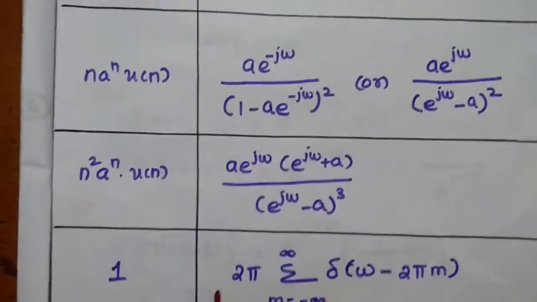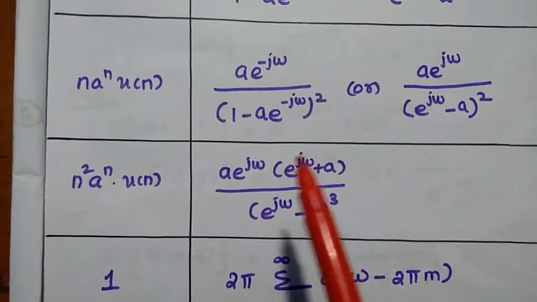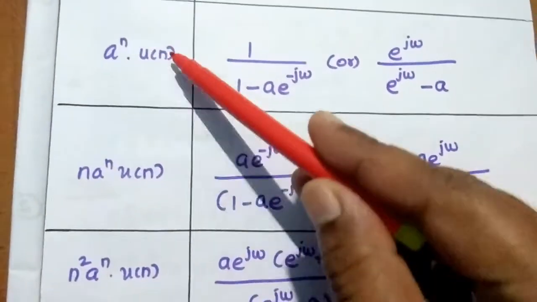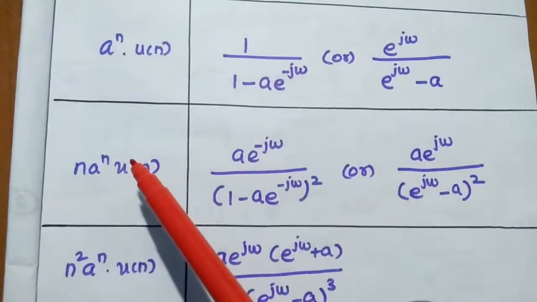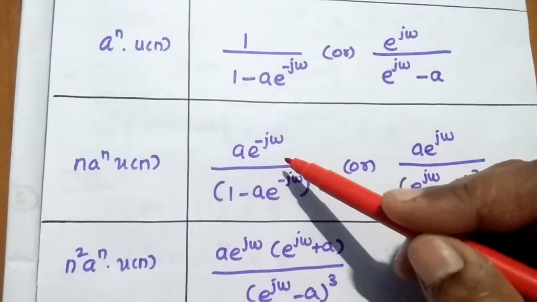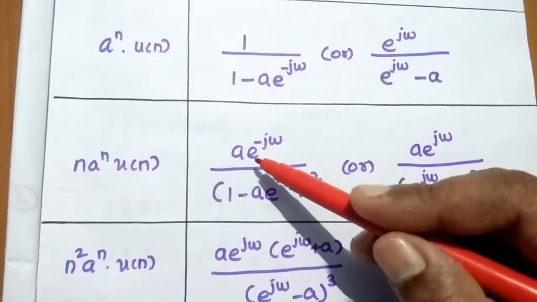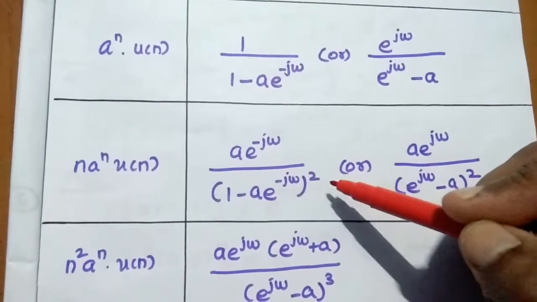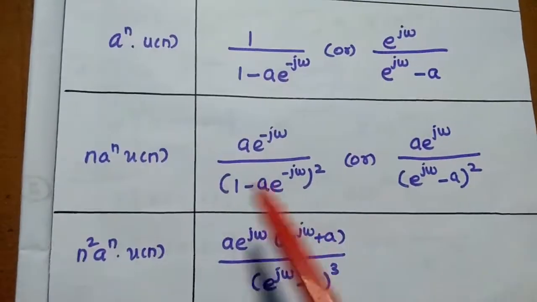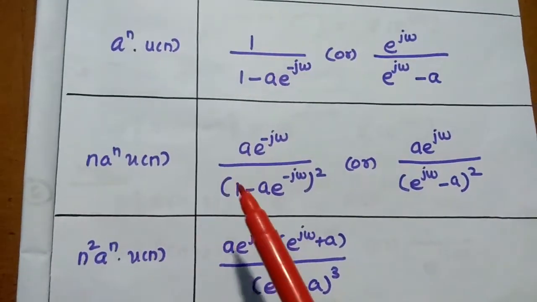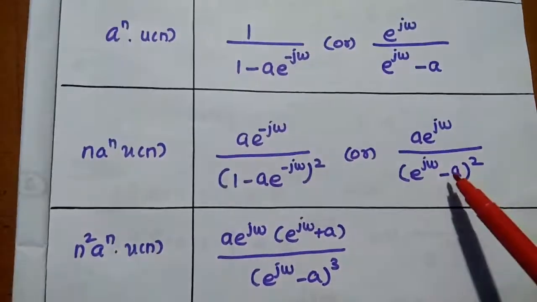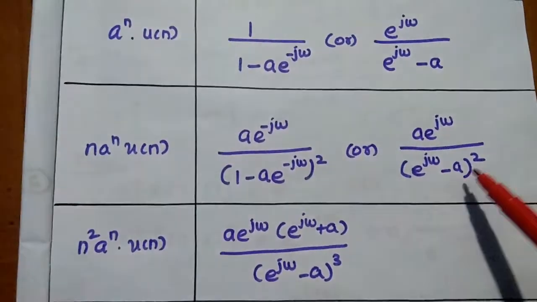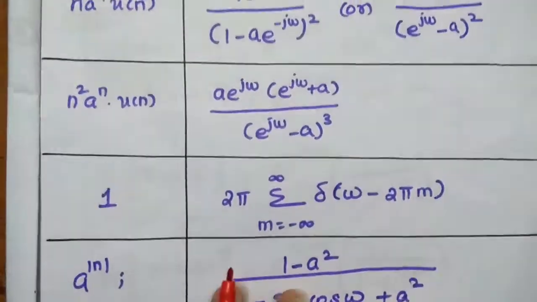So the next one is n into a power n u of n. So here, n into a power n means the numerator value is multiplied by a into e power minus j omega. The denominator is squared. Okay, so this is the formula for n into a power n into u of n. This can also be written as a e power plus j omega divided by e power j omega minus a, the whole square.